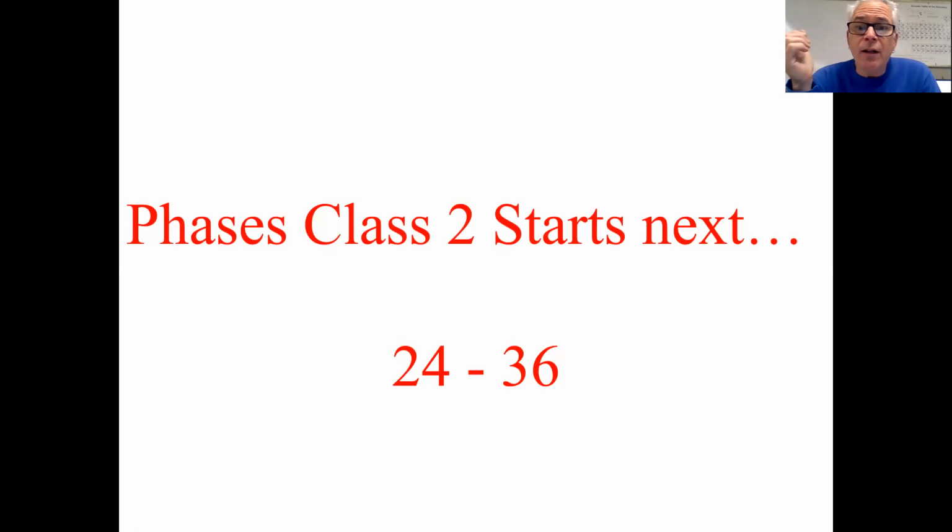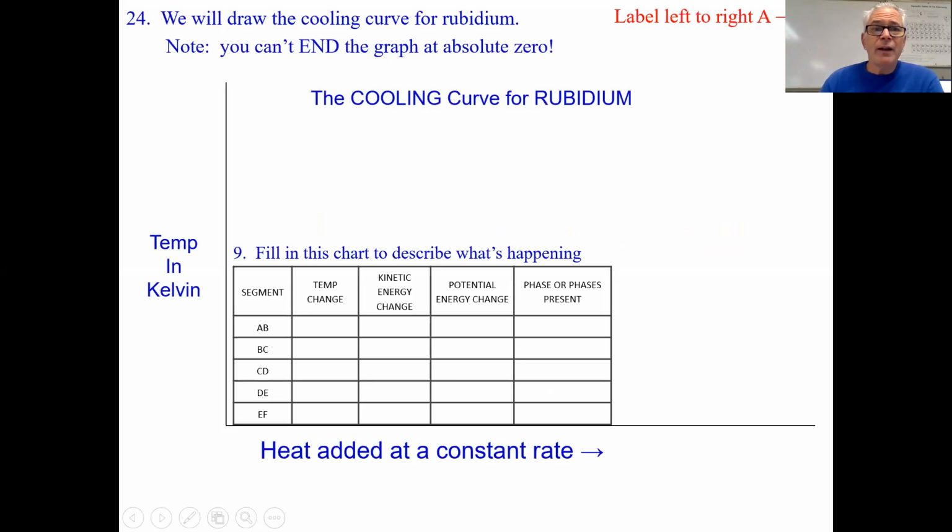We're going to do phases class number 2, which is really short, from number 24 only to number 36. You're going to need pencils in your notes. We're going to start drawing some of these heating, and we're going to draw cooling curves today too. Here we go. All right.